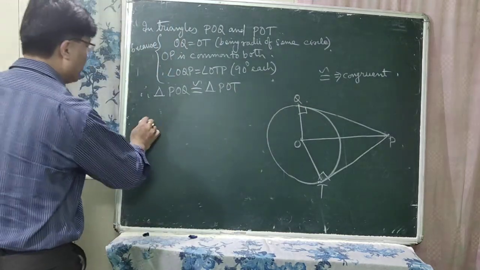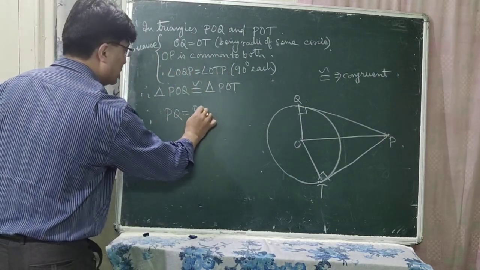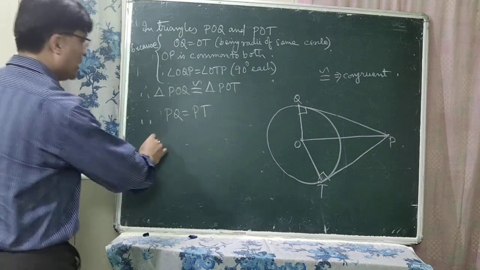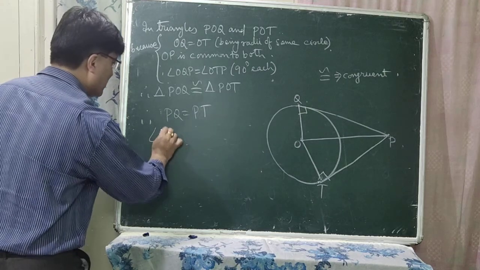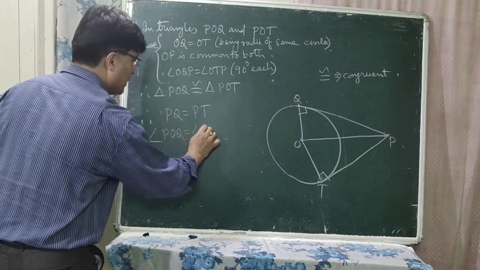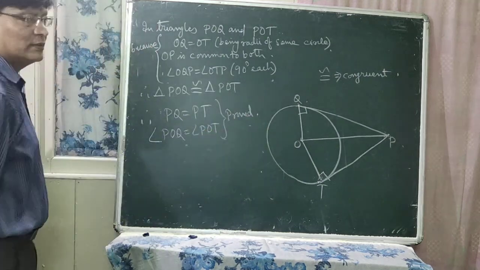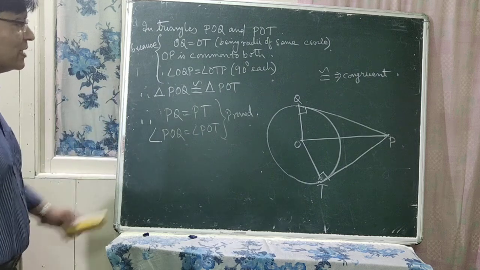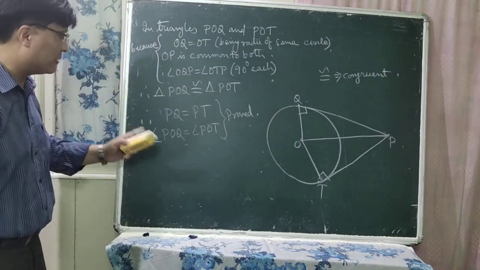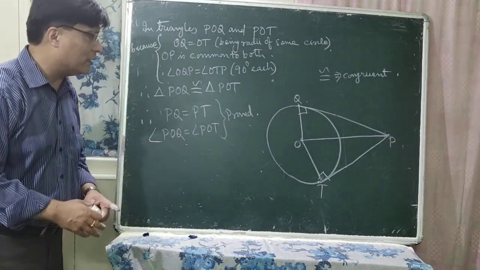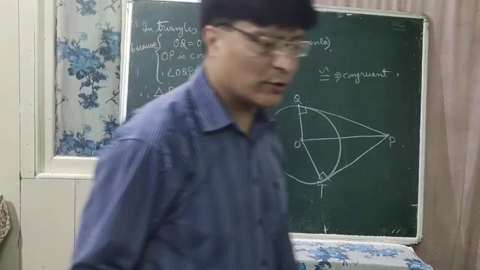So we can write here, therefore, that PQ is equal to PT. That is proved. Both the tangents are equal and they subtend equal angles at the center. That is angle POQ is equal to angle POT. So we have proved that the two tangents PQ and PT are equal and they subtend equal angles at the center. Is that clear to all of you? So you can copy it. Now we'll do the next theorem.